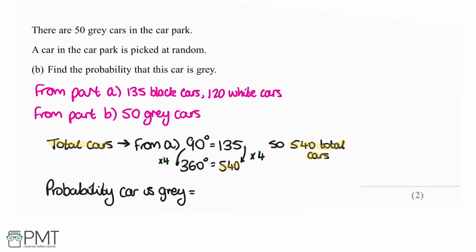So to get the probability that the car is grey, we need to take the number of grey cars, so that's 50, and we're going to divide that by how many cars there are in total, so 540. Now we've got the probability. And now we could simplify this fraction down further if we wanted, but we don't actually need to. So we can just leave that as the final answer. So we got our first mark for working out what the total number of cars are, and the second mark for the correct probability.